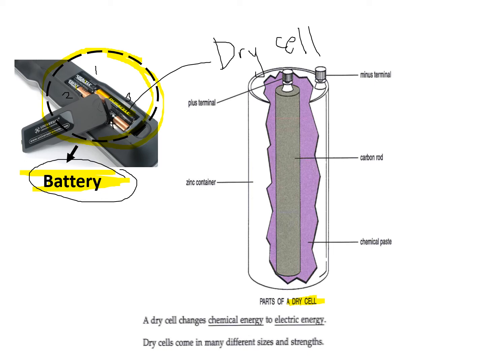What does a dry cell do for me? It changes chemical energy, because inside the battery there's a whole bunch of chemical stuff, and it changes to electrical energy. And dry cells come in many sizes and different strengths. You might have AA battery, AAA, D cell batteries. If you go to the store to buy them, they come in many, many sizes and strengths, right? But the key word is: one is a dry cell, more than one is called a battery.